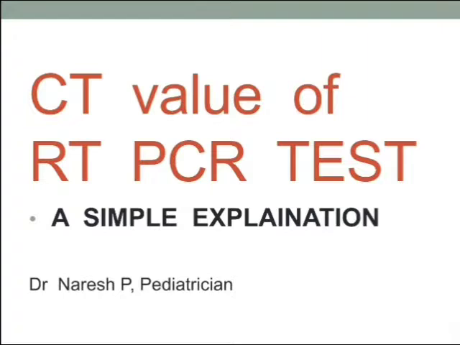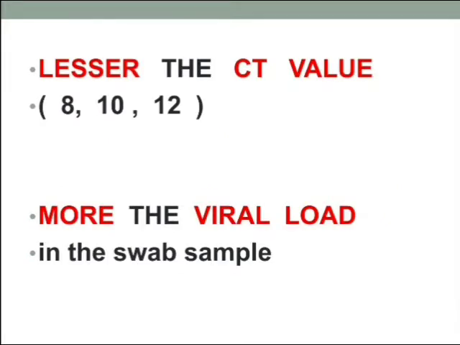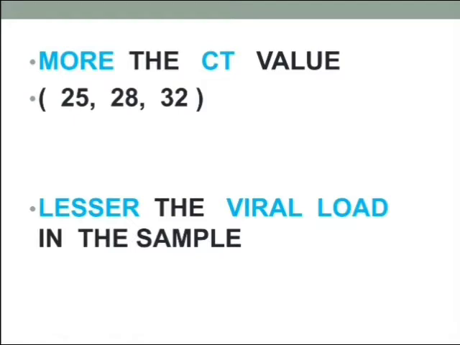This is just an informative video on what is the meaning of CT value of the COVID RT-PCR test. The lower the CT value, if it is 10 or 12, that means the viral load is more. And the higher the CT value, if it's 28 or let us say 32 or 34, that means the viral load is less.